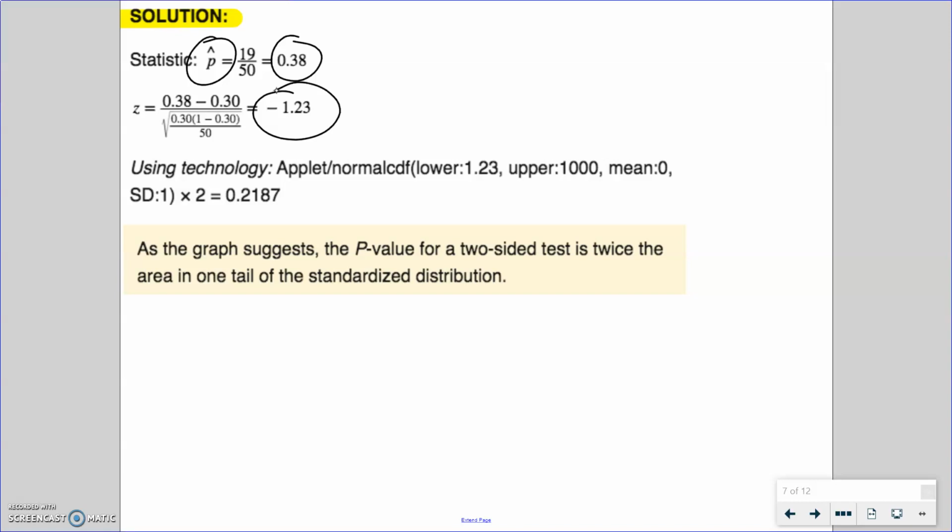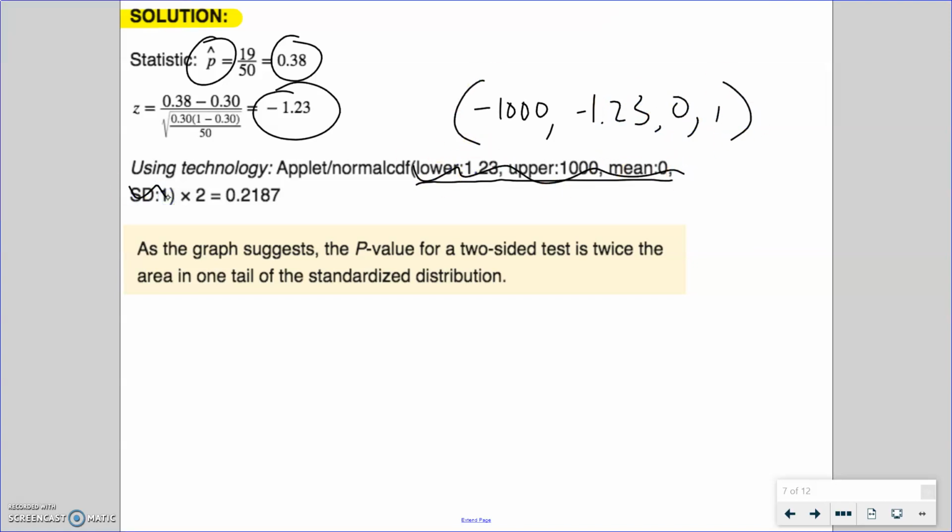When you get your p-value, we would say, okay, so 1.23, upper is 1,000, and so on. I disagree with that. That should be negative 1,000 to negative 1.23. I'm not sure why they used positive. Kind of ignore that part. I think that would screw you guys up. I would use less than that z-score.